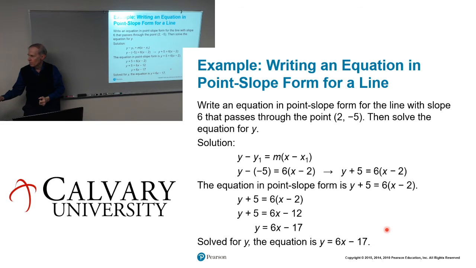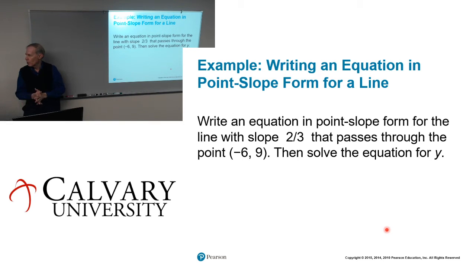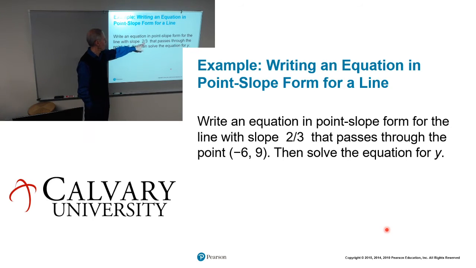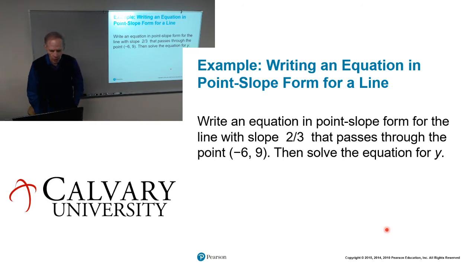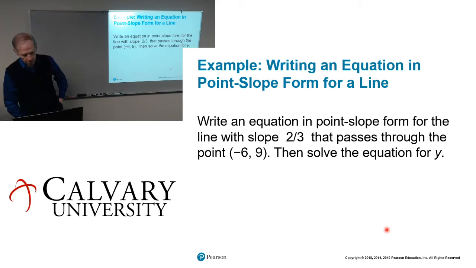All right, so let's see if you can take your sheet of scratch paper handy and show me how you would write an equation in point slope form that has the slope of the fraction 2/3, and it passes through this point right here. What would be the equation in point slope form?